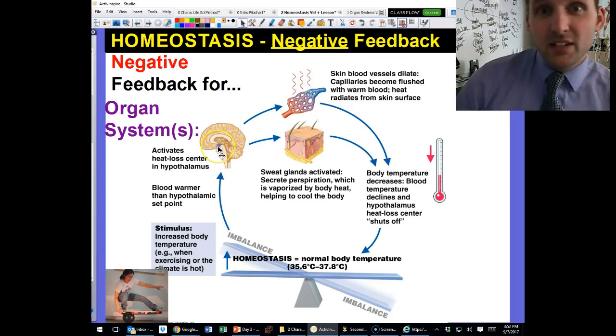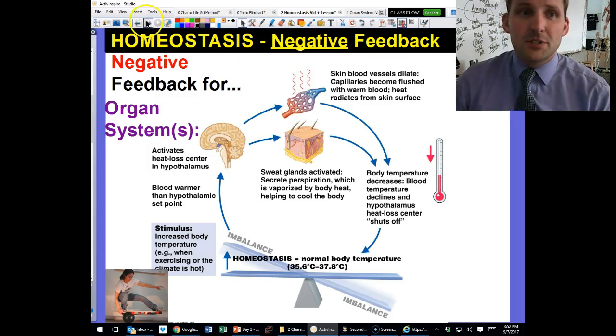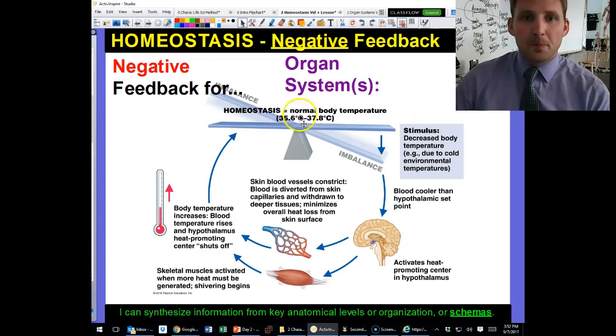If you're thinking brain, you're thinking nervous system, that's great. You're right. So nervous system. The skin, do you remember what organ system the skin was? It was the integumentary system. And since these are capillaries, that would be your cardiovascular system. So there are 3 different organ systems involved in maintaining blood temperature, which is awesome.